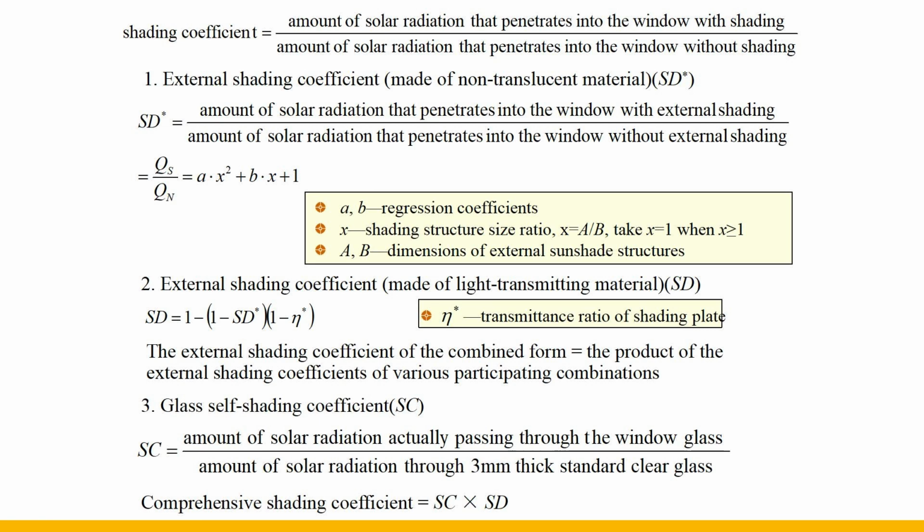The shading effect of the glass itself is expressed by the coefficient SC, which refers to the ratio of the amount of solar radiation actually passing through the window glass to the amount of solar radiation passing through standard transparent glass with a thickness of 3 mm. Then the comprehensive shading coefficient is equal to the glass's own shading coefficient SC multiplied by the external shading coefficient SD.